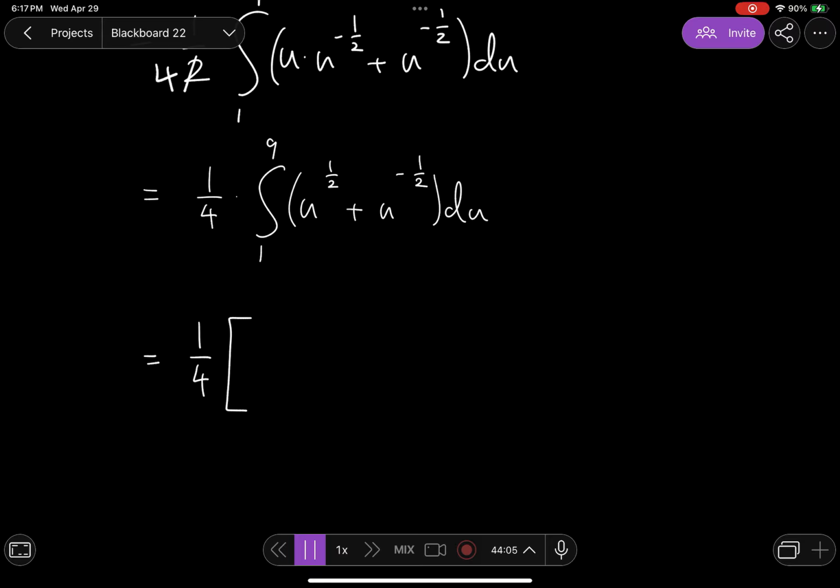But what I want to do is find an antiderivative of u to the 1/2 using my power rule. That is going to get me 2/3 u to the 3/2. Again, I simply added 1 to the exponent. 1/2 plus 1 is 3/2, and then divided by the new exponent. Same story right here. This is going to be 2 times u to the positive 1/2. And then I'm going to evaluate this from 1 to 9.